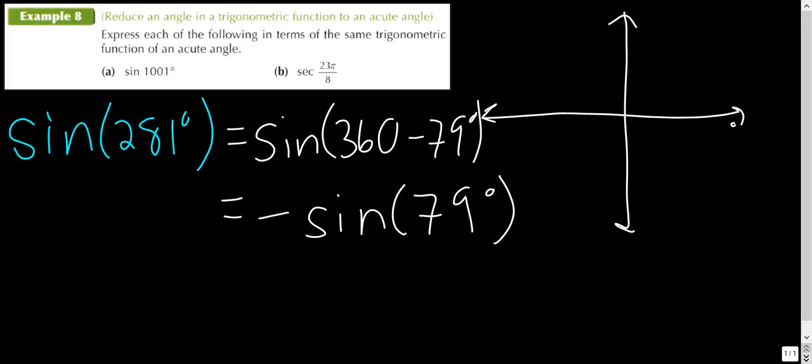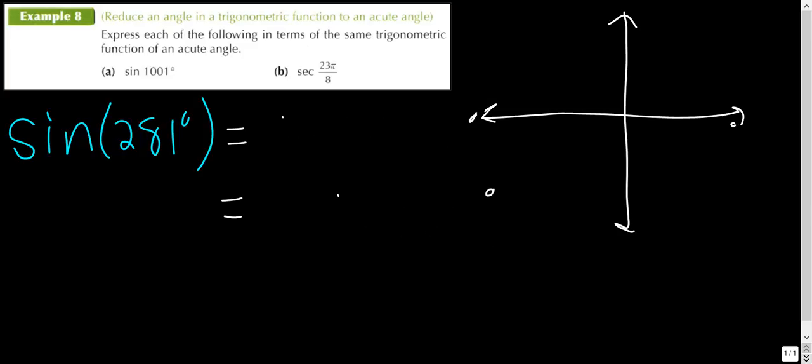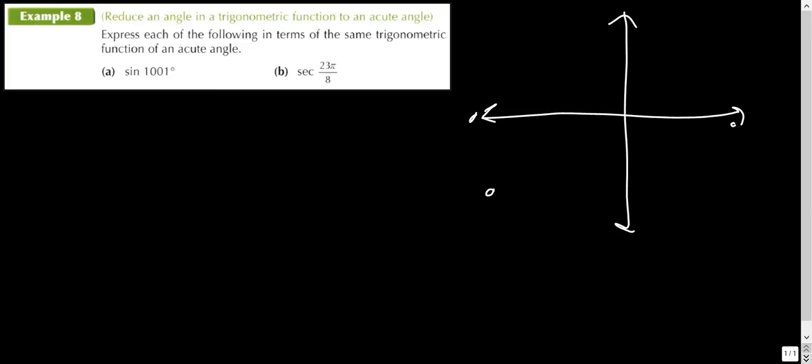So negative sine of 79 is the right answer here. So I'm going to erase this. Now, the next one, we're dealing with radian measure. So I've got 23 pi over 8.